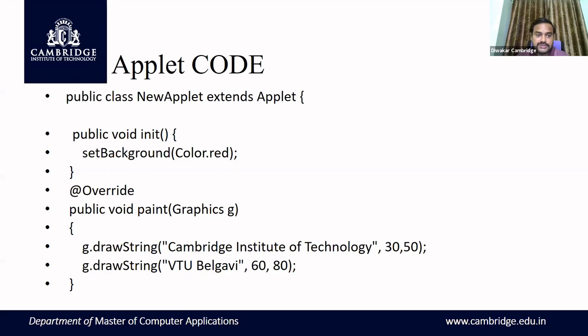You have an init method to initialize an applet. What initialization have I done? I have set the background of the applet, using Color.red. Then I have to display something in the output. How should I display it? In the paint method, using the g.drawString method, I display the string message at 30, 50. What is that 30, 50? The x-axis is 30 and the y-axis is 50.